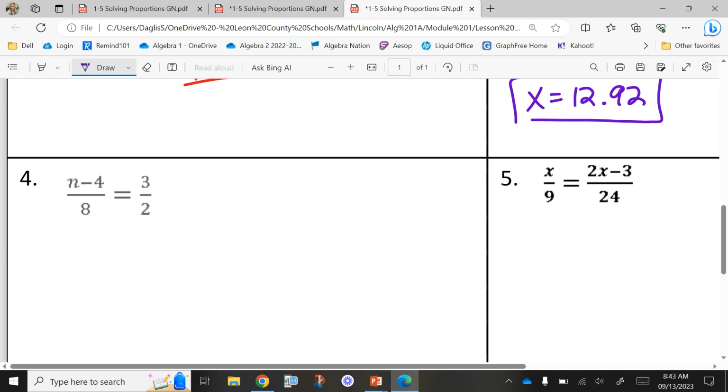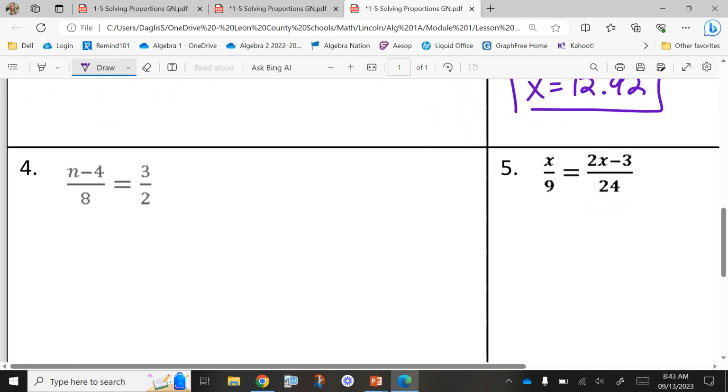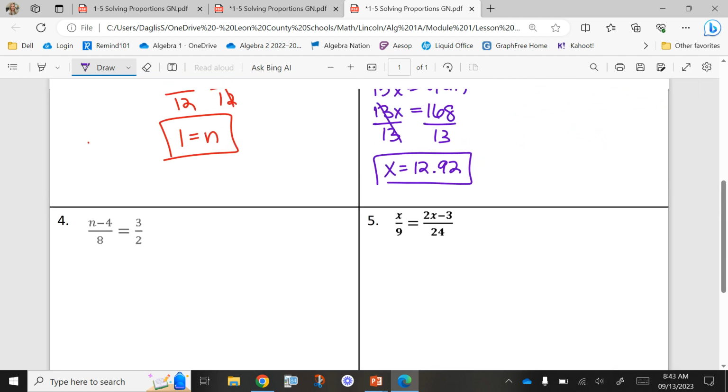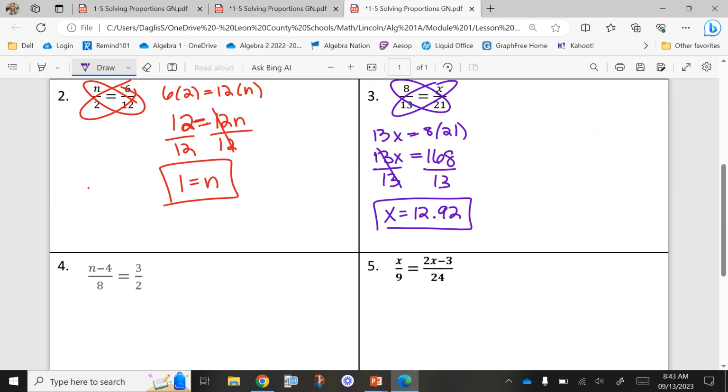Okay. Because number 4, we're going to do a little bit of a level up. Why is number 4 a little bit of a level up compared to what we've already done? What's a little bit different about it? It's not just an n anymore, right? Now it's n minus 4. Okay. So that means we're going to have something a little bit more fun to do with this problem.